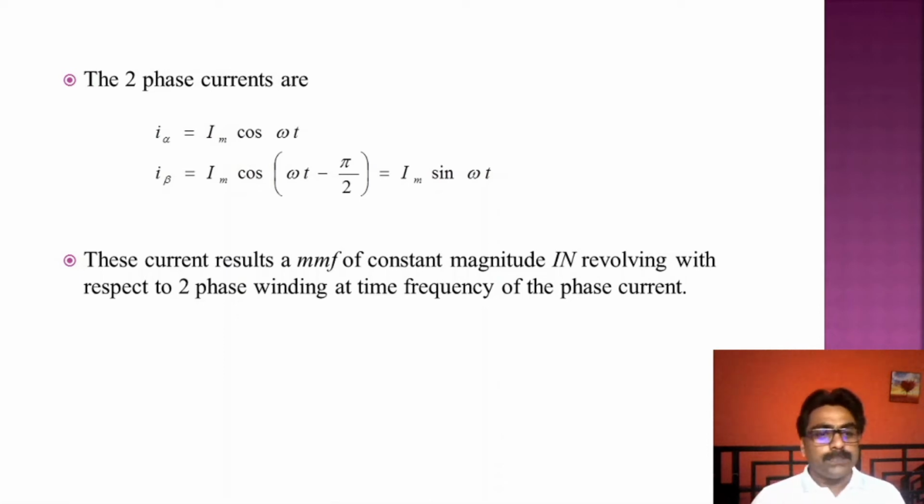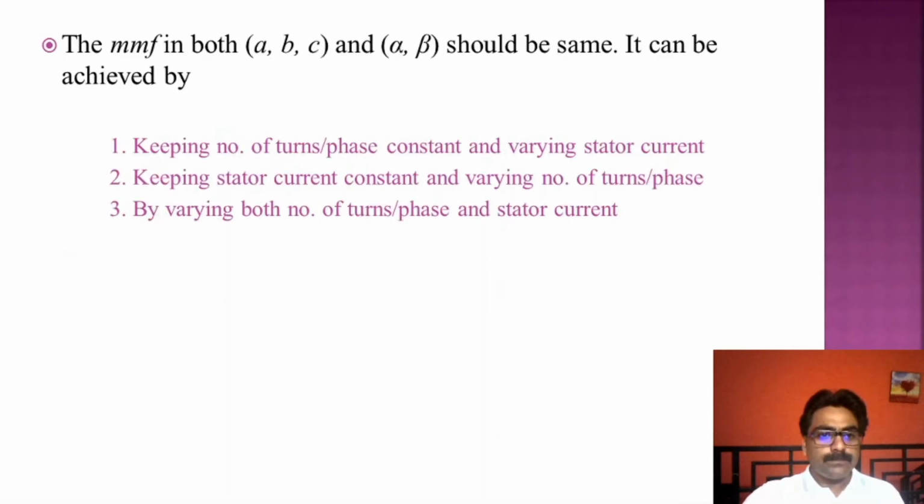Have a look at this point. These currents result in an MMF of constant magnitude, and I into N is what? Current into the number of turns, right? So here the MMF in both ABC and alpha-beta should be the same, because that is what we already discussed. Since the current is going to be the same, the MMF must be the same. The MMF produced should be the equivalent MMF.